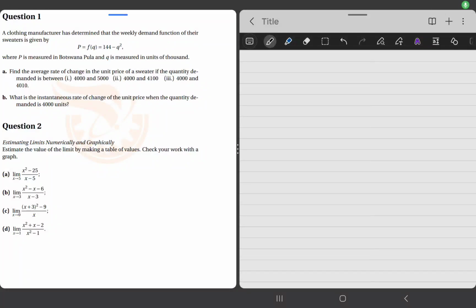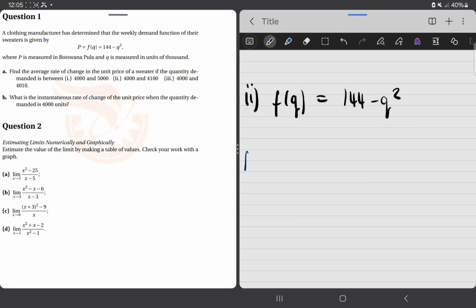Okay, so my friends, we're doing part 2 now. The whole thing in this average rate of change is about using the formula for average rate of change. So first of all, let's put our f of q, which is 144 minus q squared. We need to have the function for us to be able to calculate the average rate of change.